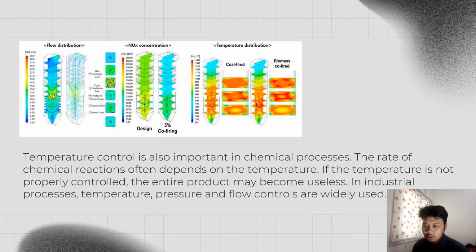As we know, temperature control is important in chemical process. The rate of chemical reaction often depends on the temperature. If the temperature is not properly controlled, the entire product may become useless.